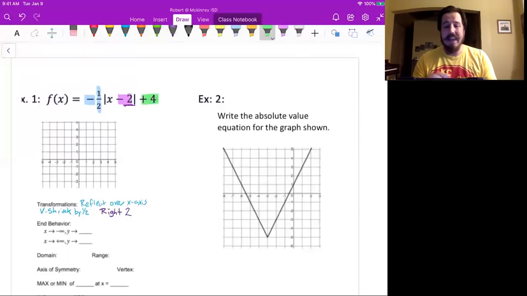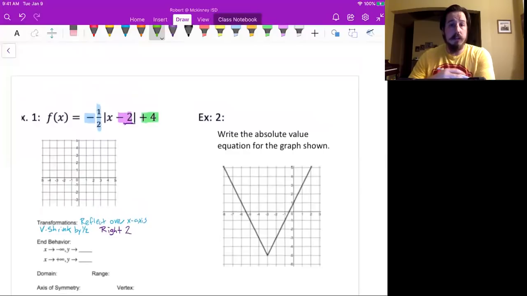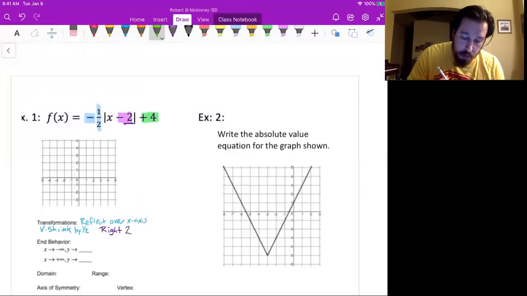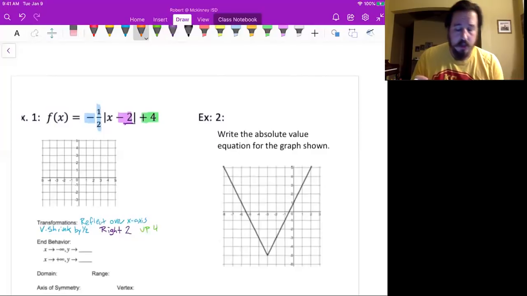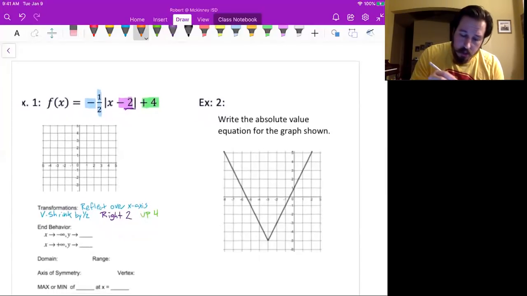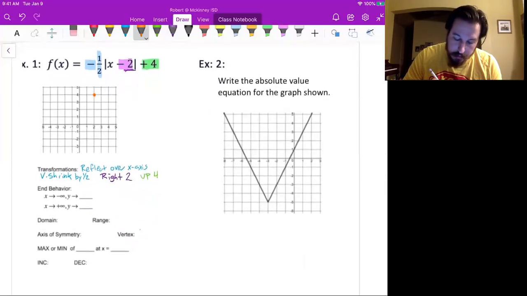Last thing we have is at the very end, K, right? That plus tells me that is positive. So it is going to move up by that number value of 4. So when we go to graph this, what is shifting is the vertex. So it moved right 2 and up 4. So that is where my vertex is now. So I can go ahead and label that as the point (2, 4).